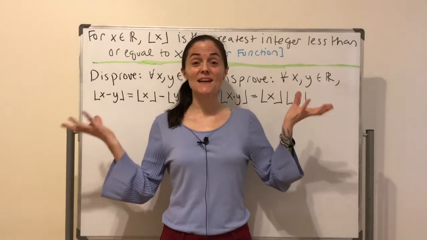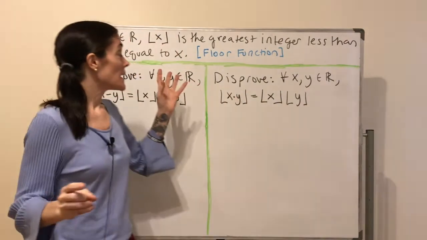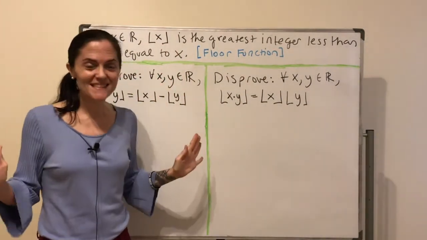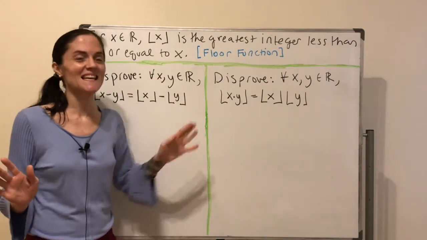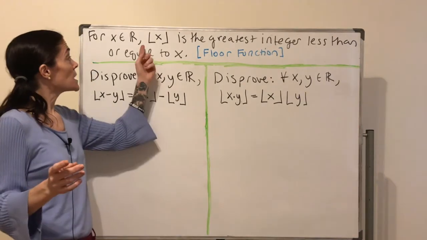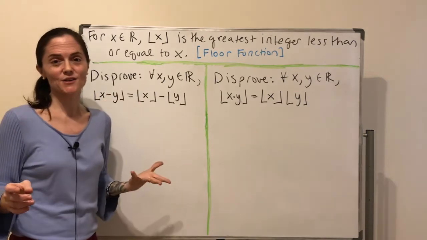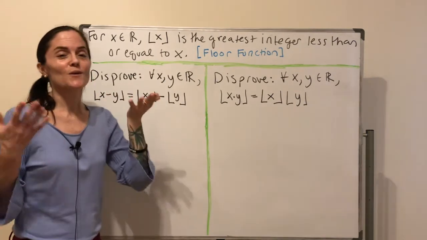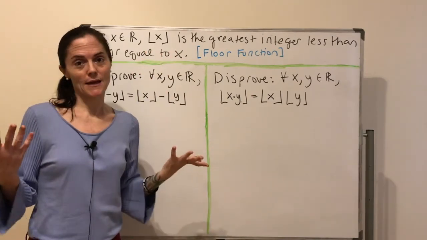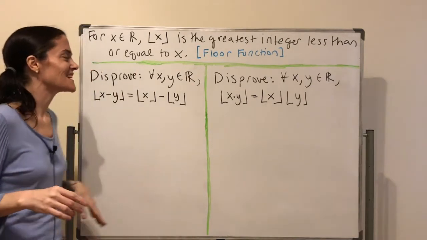My next two examples of disproving false statements involve the floor function. This is a function you may have seen in a math course or a computer science course, and we will see it again later in the semester in our functions lessons. But if you take a real number x, the floor of x is the greatest integer less than or equal to x. You can think round down. So the floor of 3.1 is 3, but the floor of 3 is also 3 because 3 is an integer.